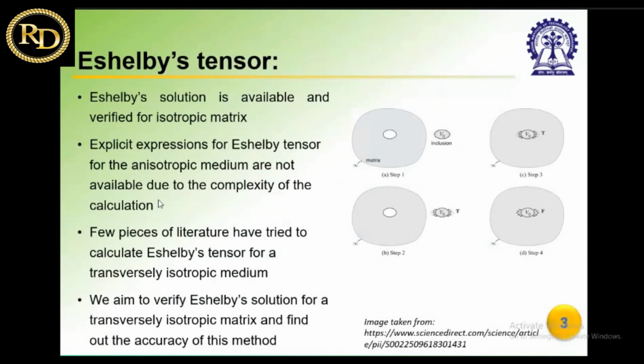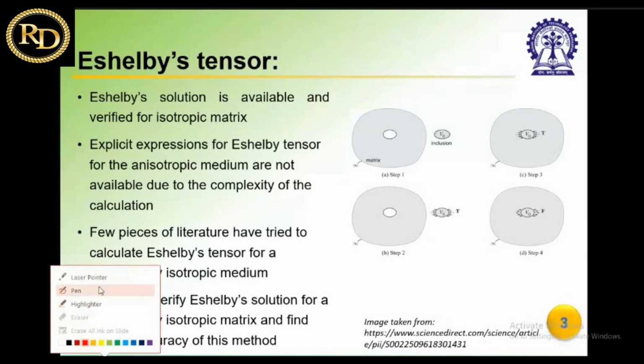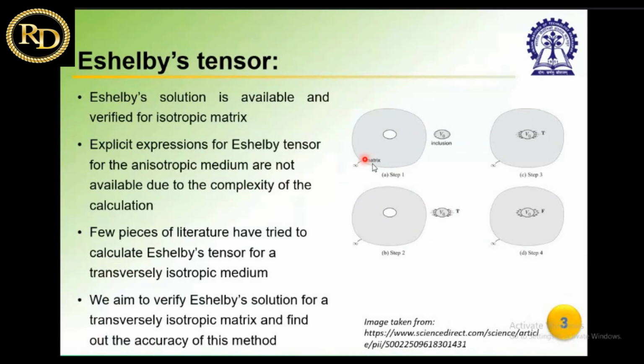So let's say this is a matrix material and this is a fiber. If I take the fiber out from the matrix material and then apply an external strain, it will deform to a certain extent. That strain is known as the eigenstrain. So the Eshelby tensor relates that eigenstrain to the constraint strain.